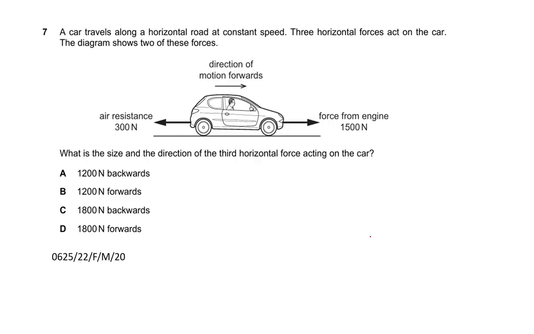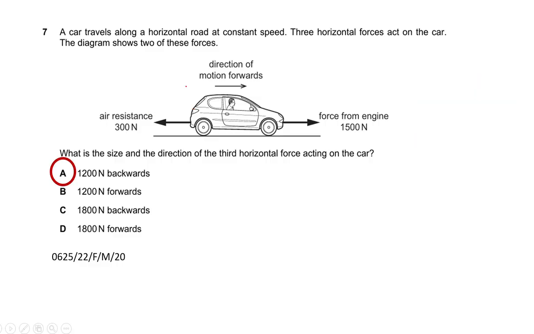Repeated question. A car travels along a horizontal road at constant speed. Three horizontal forces act on the car. The diagram shows two of these forces. What is the size and the direction of the third horizontal force acting on the car? Okay, so you have 1500 and the backward force shown is 300. So the remaining is 1200. And 1200, which direction must it be? It must be acting backwards. Why backwards? Because it is given constant speed. So the forward force and the backward force should be balanced. This question also I have explained.